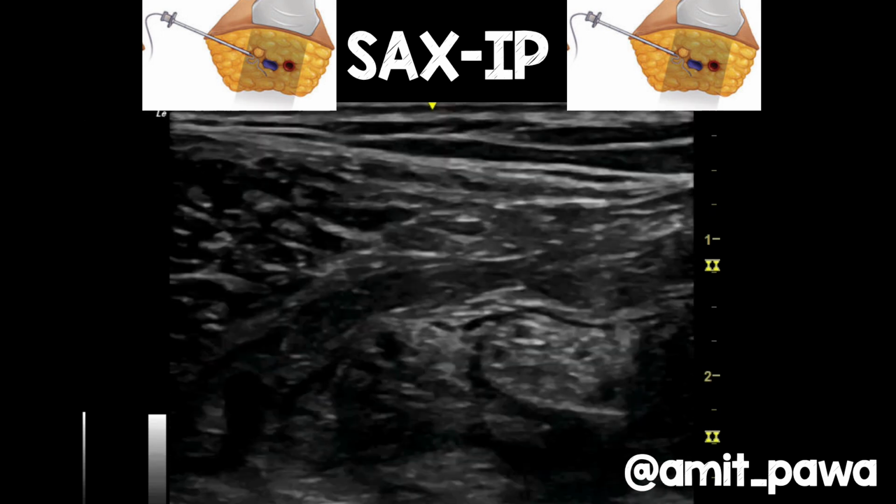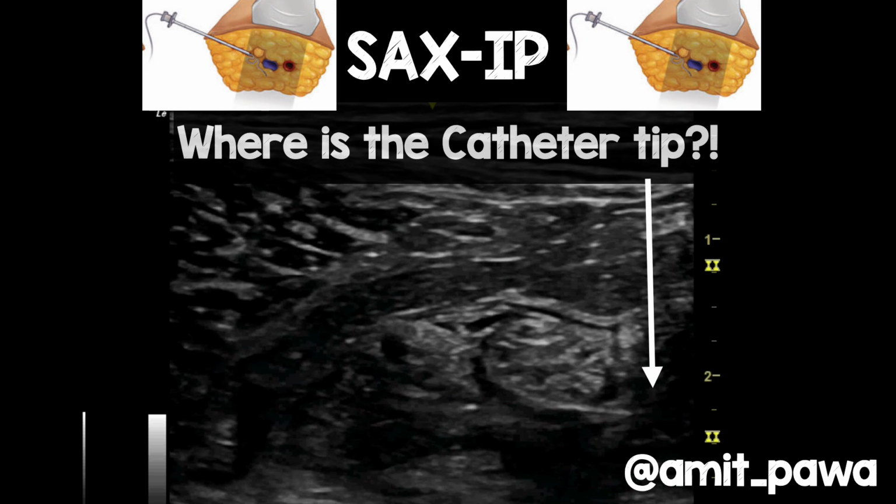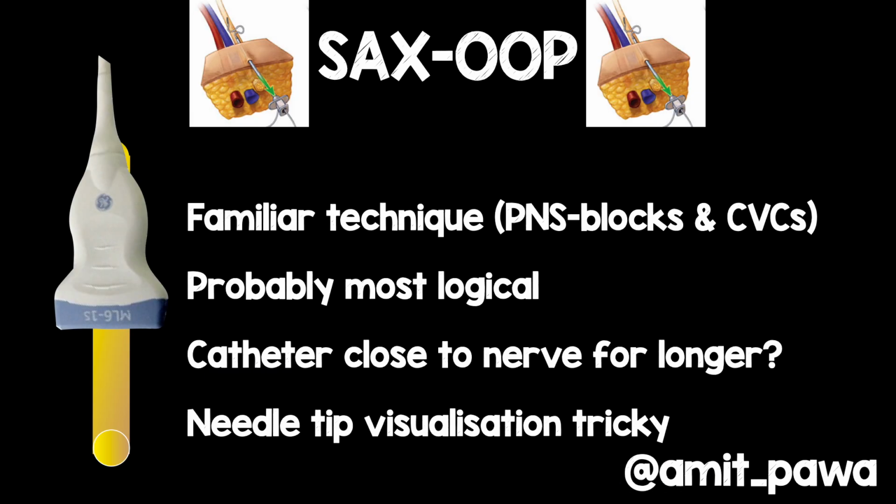There's part of the catheter there, but where is the catheter tip? Well, actually, it's exited outside the sheath, and that's one of the problems. So short axis out of plane is a familiar technique because some people are used to using this for peripheral nerve stimulator guided blocks or even for putting in central lines.